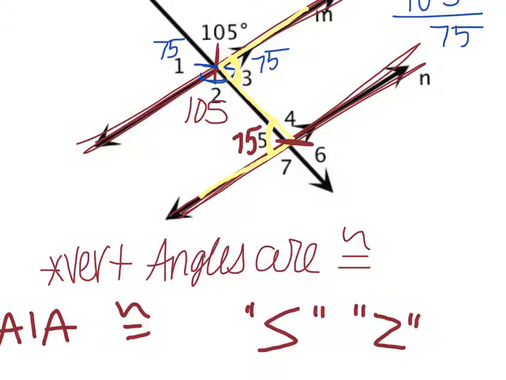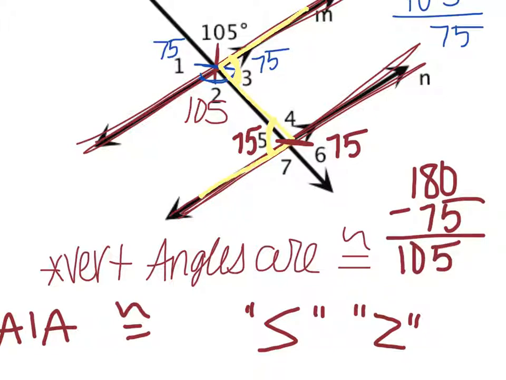5 and 6 are vertical, so 6 is 75. And then 6 and 7 are supplementary, so I'm going to take 180 minus 75 again, and I'm going to get 105. And angle 4 is also 105 because it's vertical with angle 7. So a lot of review here from last year, but the big things that you need to remember are vertical angles and then alternate interior angles.